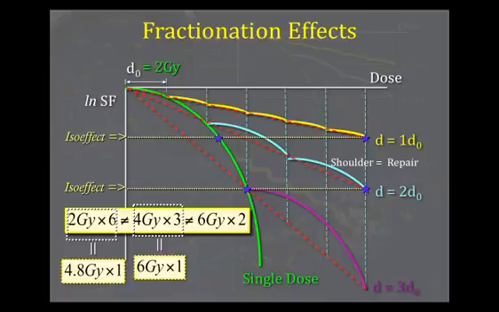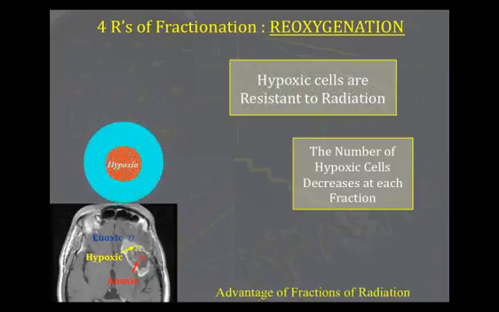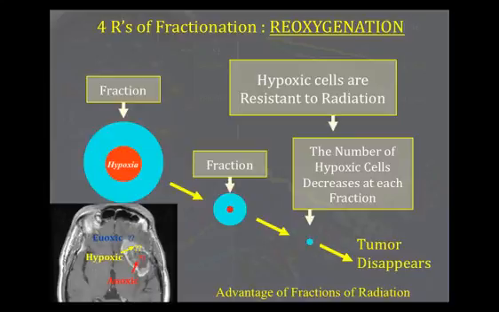So first R was taken care of. The second R is reoxygenation. What happens when we are irradiating a tumor that has hypoxia or necrosis in the center? Actually, the hypoxic cells are way more radiation resistant.